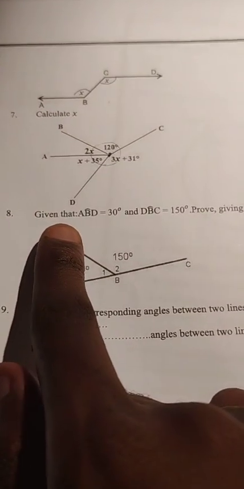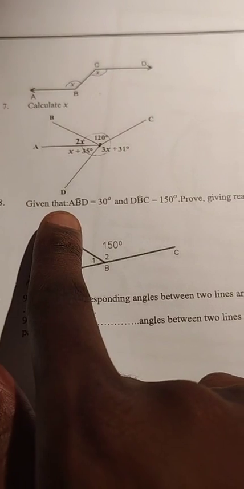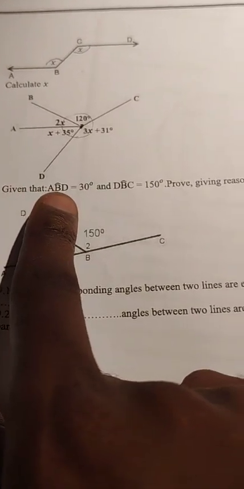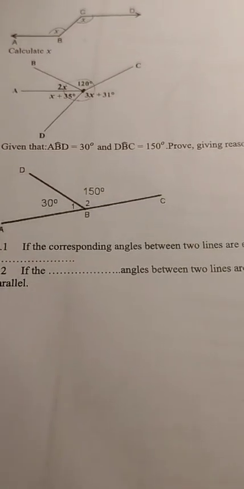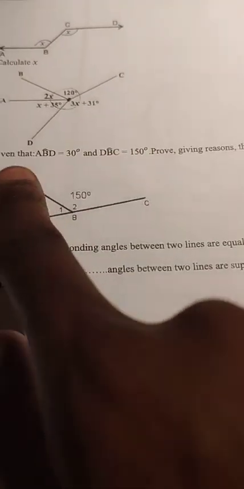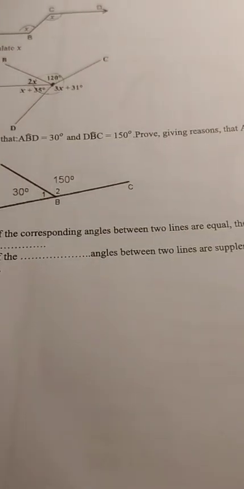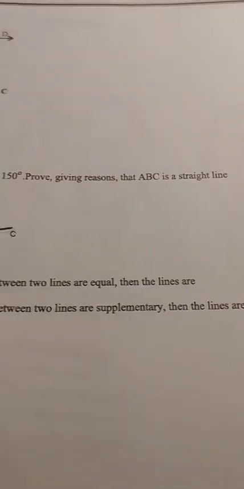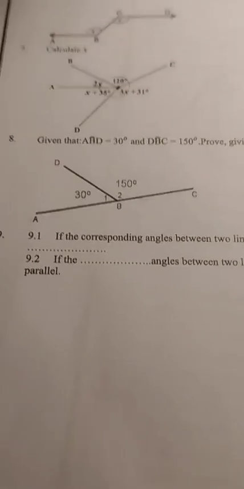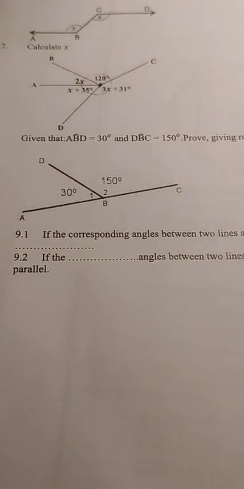Prove that. Yes, Juice is coming along very nicely there. Given that angle ABD, remember, the letter in the middle with the cap means this angle ABD. In other words, B1 is 30 degrees. DBC, we have a 2, that's B2, or we can say DBC. Now they are saying these two angles. Prove, giving reasons, that ABC is a straight line. How do you prove that ABC is a straight line?